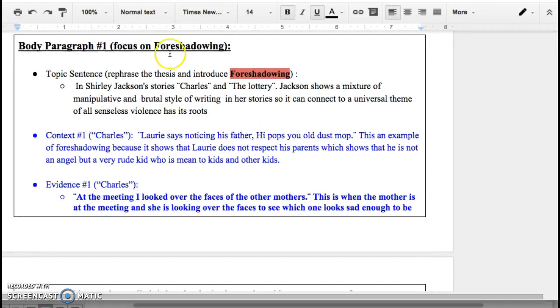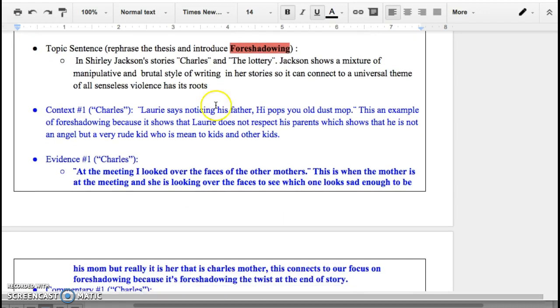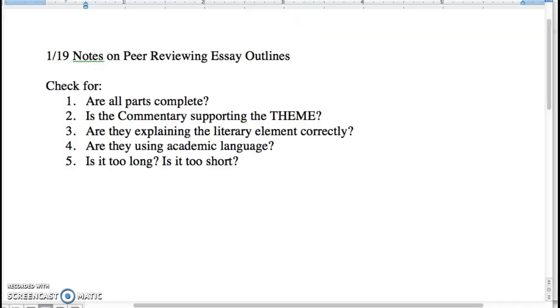Okay. Let's look at their body paragraph number one. "In Shirley Jackson's story 'Charles' in 'The Lottery', Jackson shows a mixture of manipulative and brutal style of writing in her story so it can connect to a universal theme of all senseless violence has its roots." Okay, so that's their topic sentence. It's one sentence, so it's not too short or too long, it's just right.